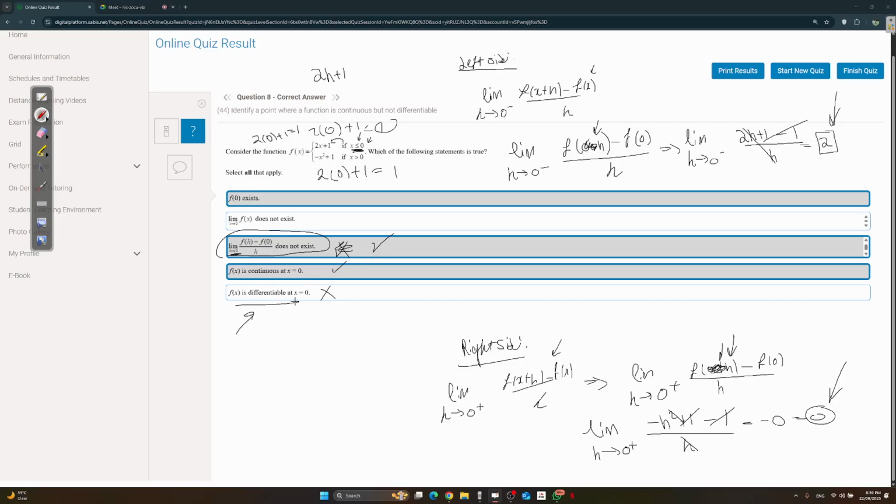Do we say it's differentiable? No. Why is it not differentiable? Because the right and left derivatives are not the same. The limit as x approaches 0 does not exist.